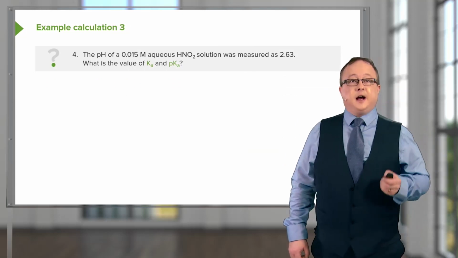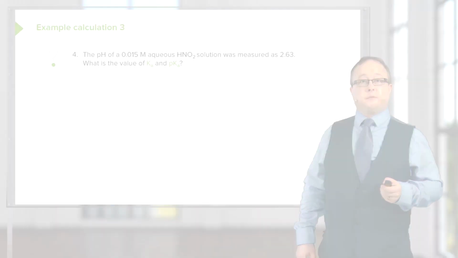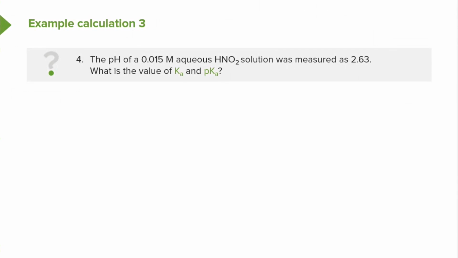Right, okay, let's have a look at another example calculation. The pH of a 0.015 molar aqueous solution of HNO2, nitrous acid, was measured as 2.63. What is the value of Ka and what is the value of pKa?